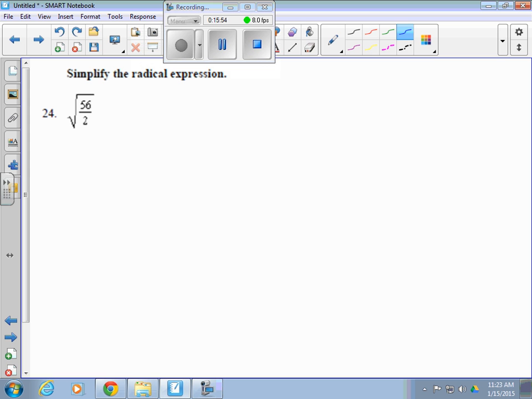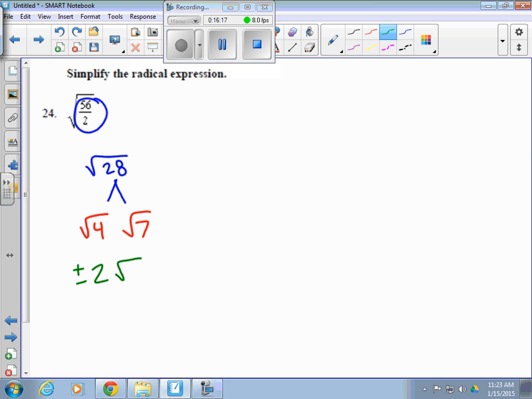24, simplifying a radical expression. The easiest way to do this is to take 56 and divide it by 2. You get the square root of 28. When you separate that, you want a perfect square that goes into 28. We know 4 is one of the perfect squares. It multiplies by 7. So the square root of 4 is both positive and negative 2 times the square root of 7. 2 square root 7, both positive and negative.